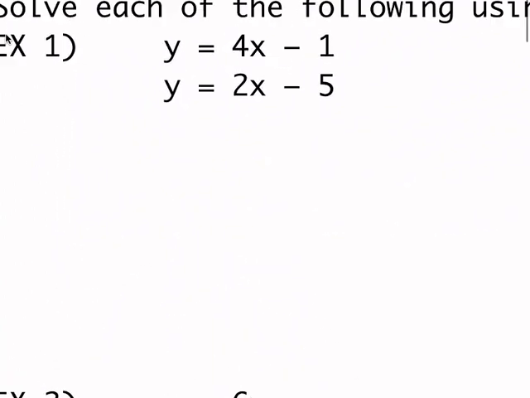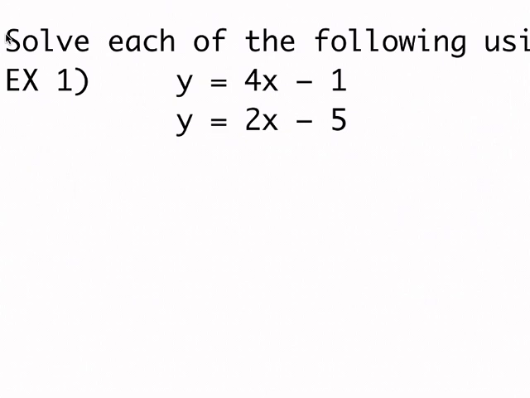Okay, so step 1, we want to make sure we have an x or a y by itself, so either x equals or y equals. Well, they're both y equals, so that's nice. I know that y is equal to 4x minus 1. So I'm going to take this 4x minus 1, and in the next equation I'm going to take out the y and replace it with 4x minus 1.